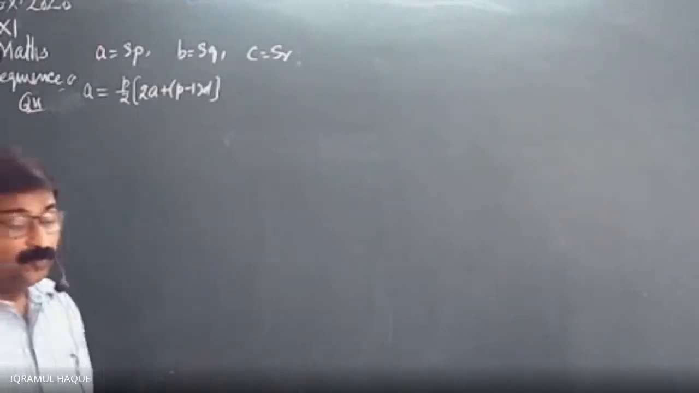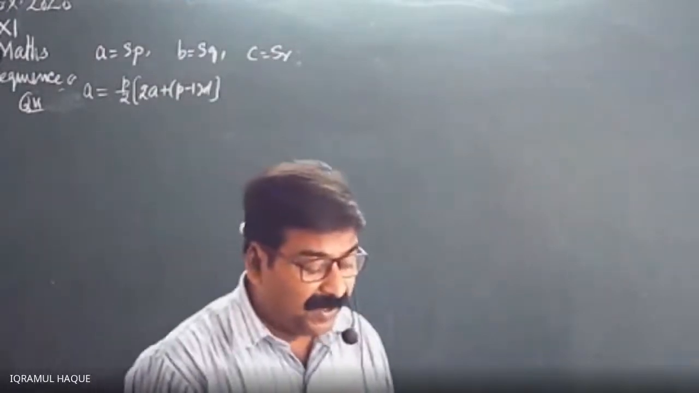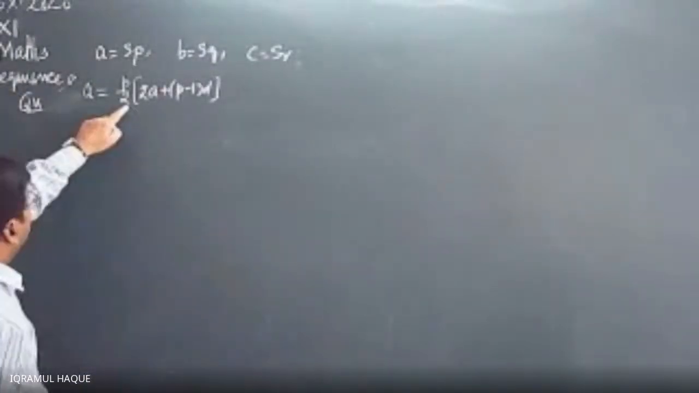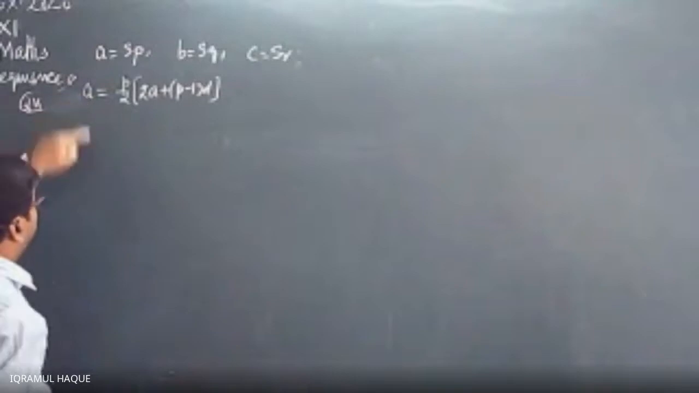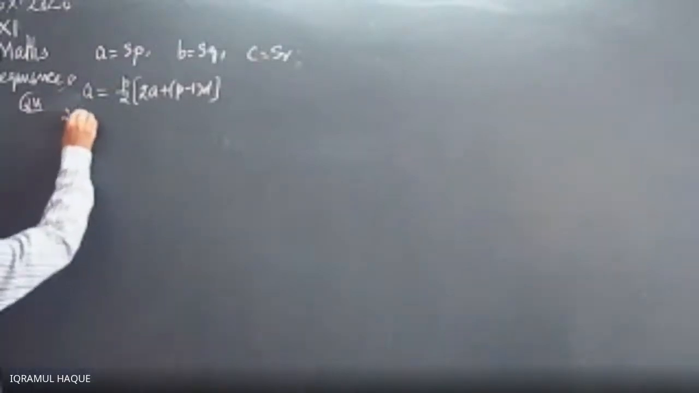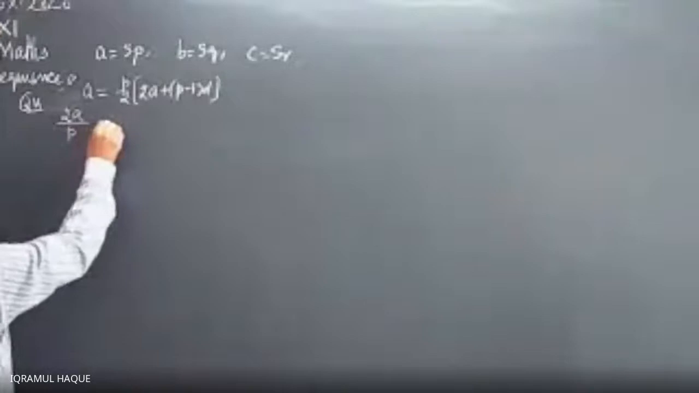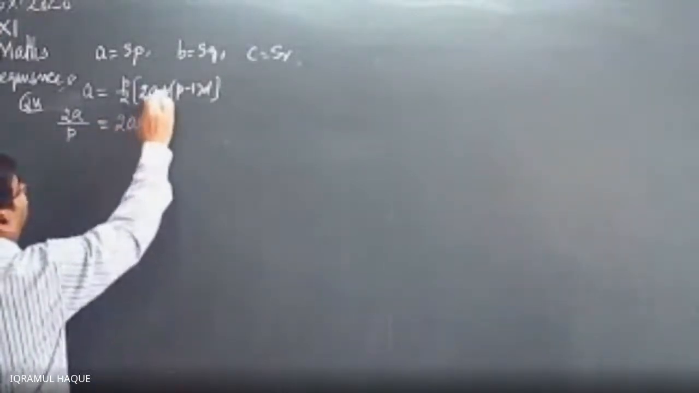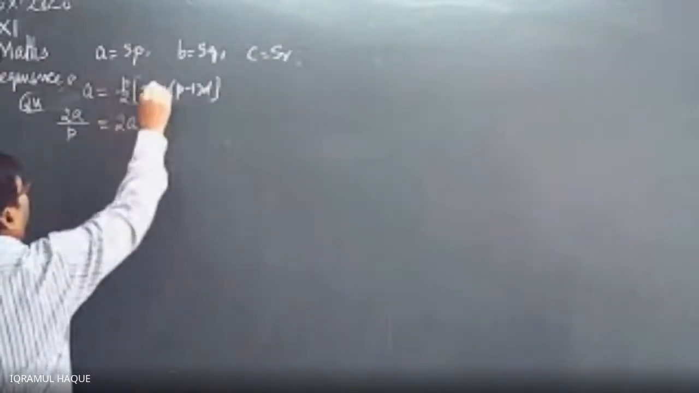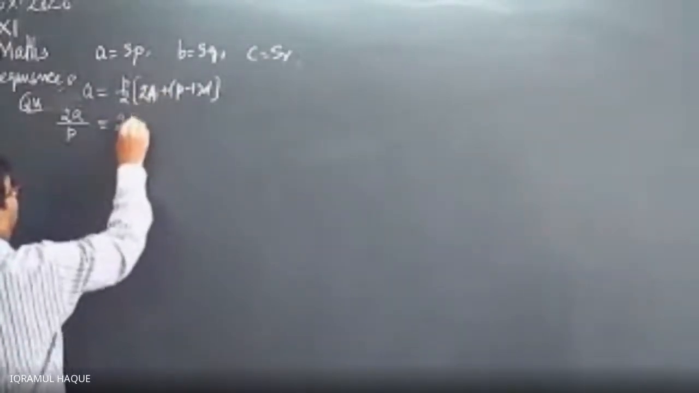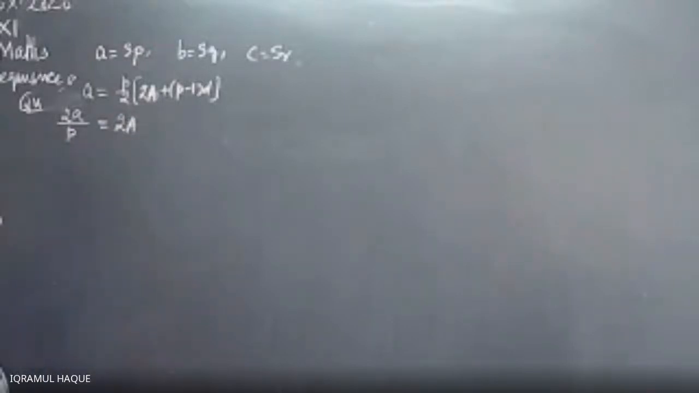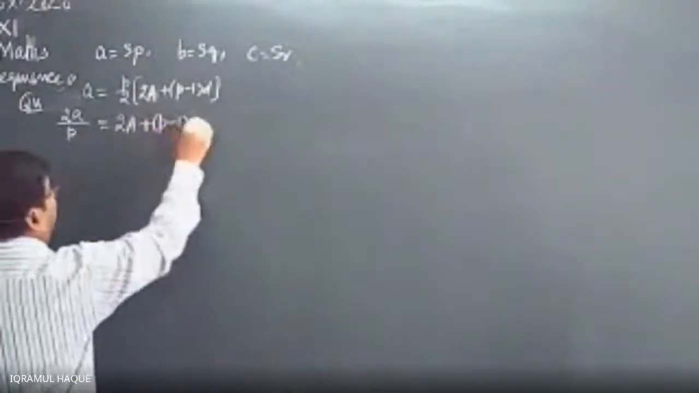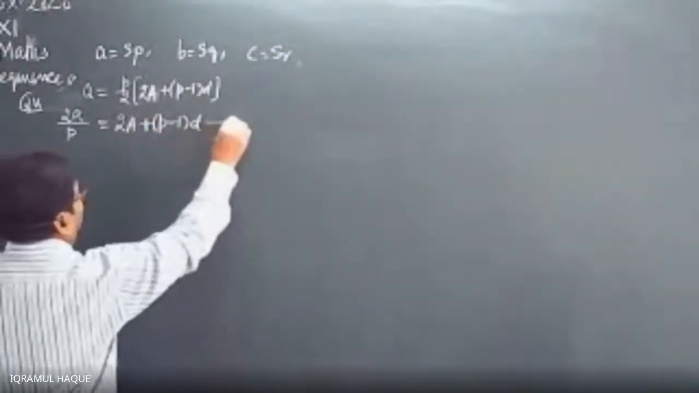We need to prove, see whatever this prove, a upon p, b upon q. So cross multiply here 2 and bring this p this side. So this becomes 2a upon p is equal to what we have? 2a, write it capital because a is already small given, capital 2A plus p minus 1 into d. Let's call it equation number 1.